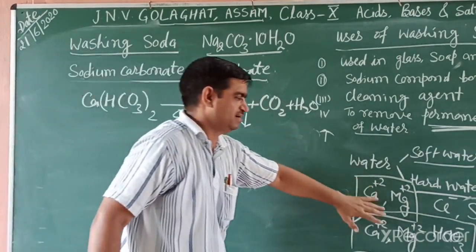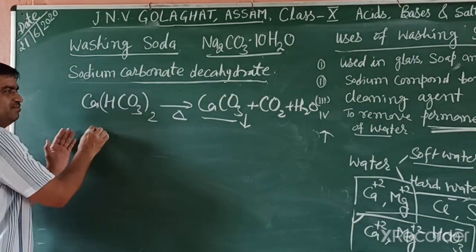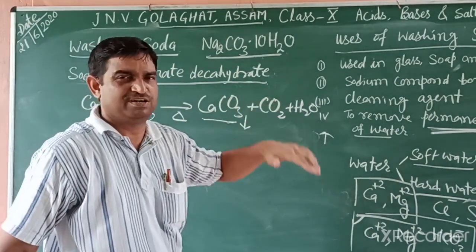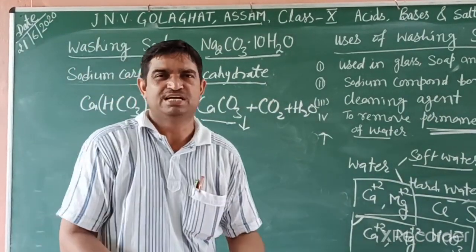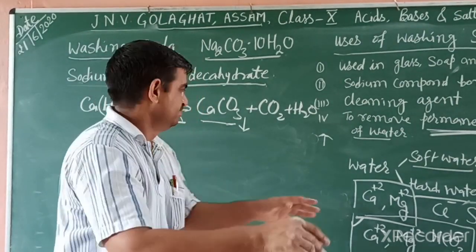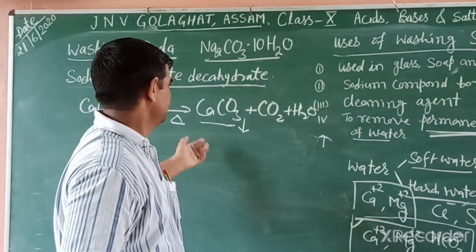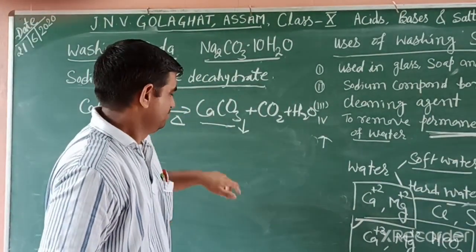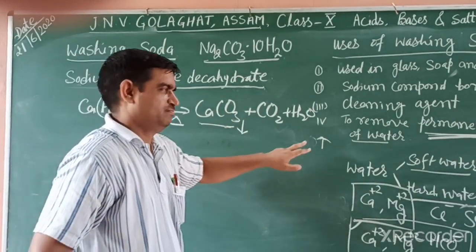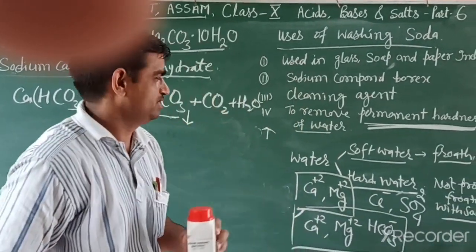Temporary hardness is caused by the bicarbonate ion. When we heat the water, the bicarbonate converts into carbonate, and the carbonate settles down at the bottom. Sometimes in winter when we boil water, we get a white layer around the bucket. That layer is calcium carbonate, and that hardness can be removed by heating only, but permanent hardness is not removed by heating; it can be removed by washing soda.